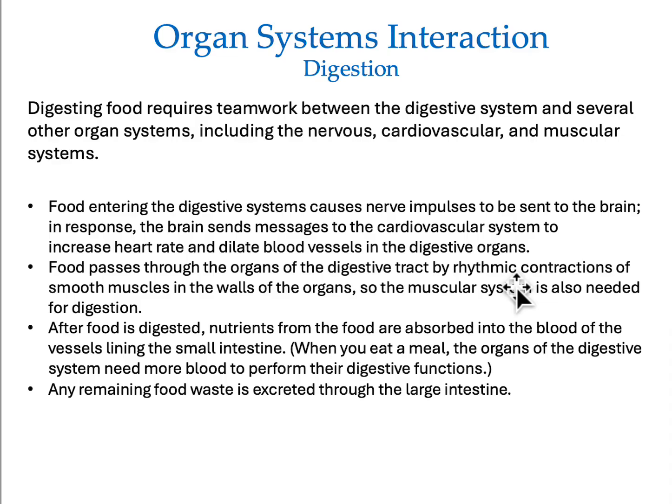Food passes through the organs of the digestive tract by rhythmic contractions of smooth muscles in the walls of the organs, so the muscular system is also needed for digestion. After food is digested, nutrients from the food are absorbed into the blood of the vessels lining the small intestines. When you eat a meal, the organs of the digestive system need more blood to perform their digestive functions, mostly absorption and transportation. Any remaining food waste is excreted through the large intestine.